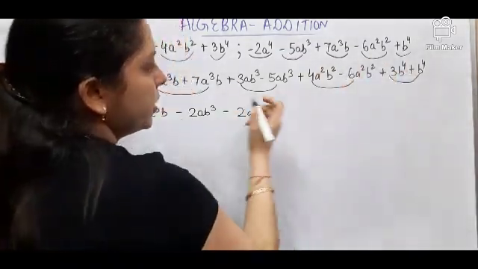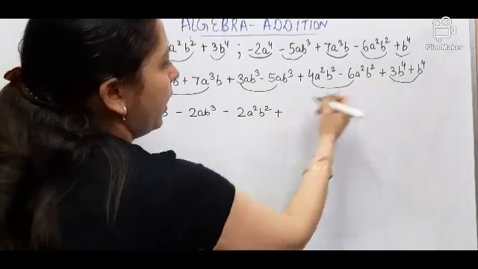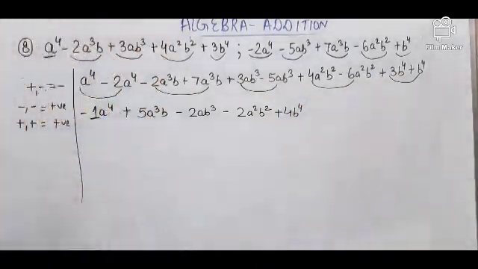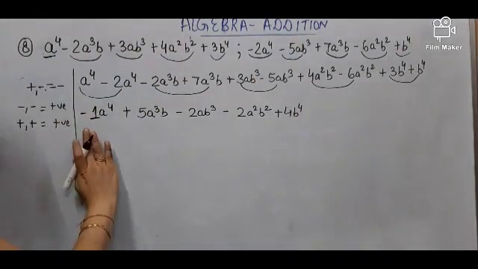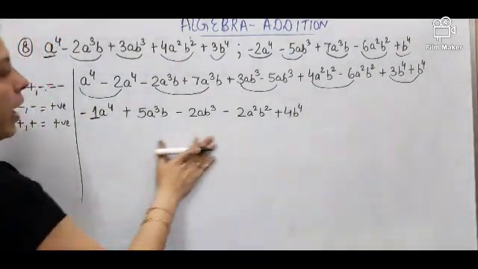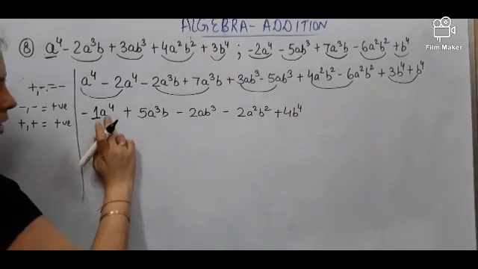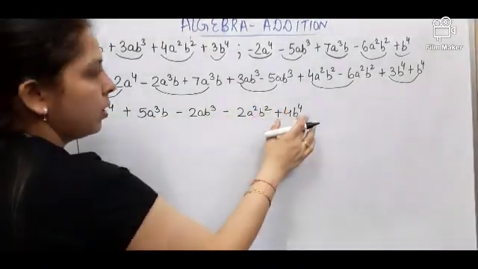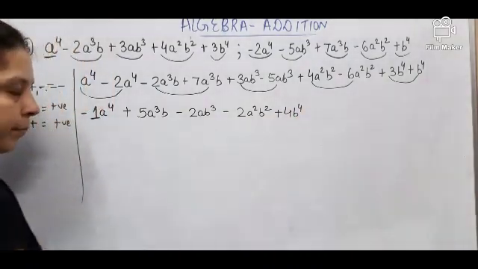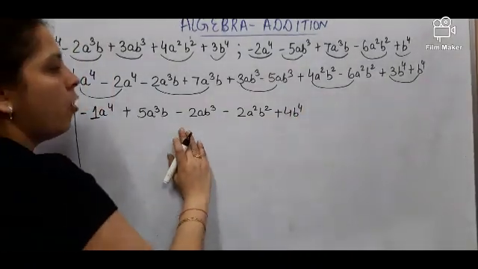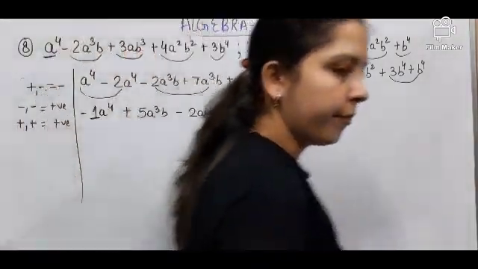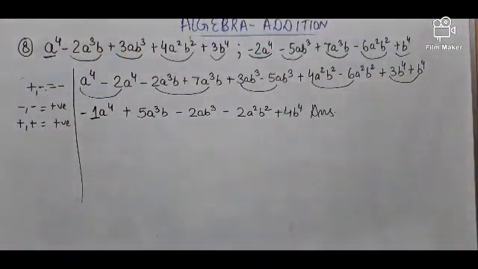Now we have both positive signs, so we add them up: 4b raised to power 4. Now you can see that all the terms are unlike terms: a to the power 4, a cube b, ab cube, a square b square, and b raised to power 4. So we cannot perform any operation, and this is our answer.